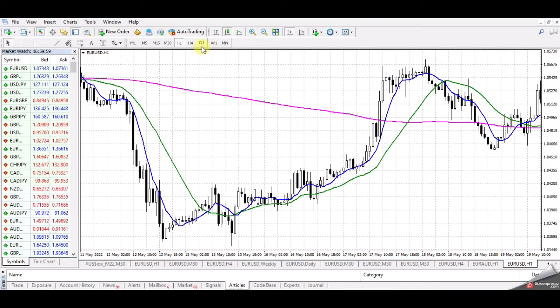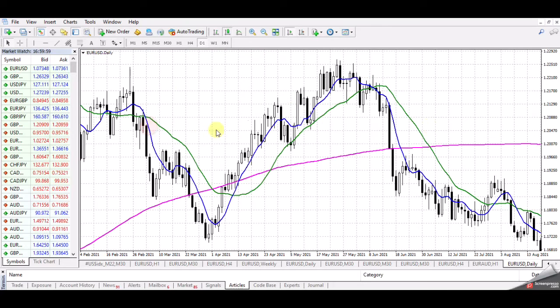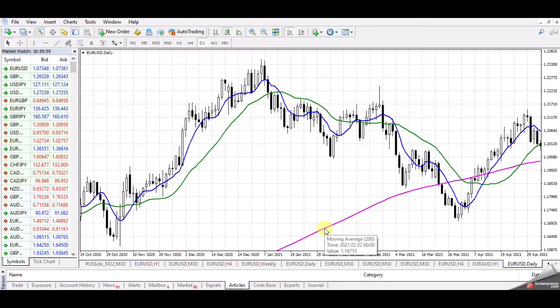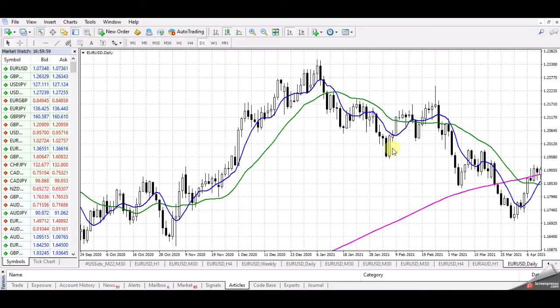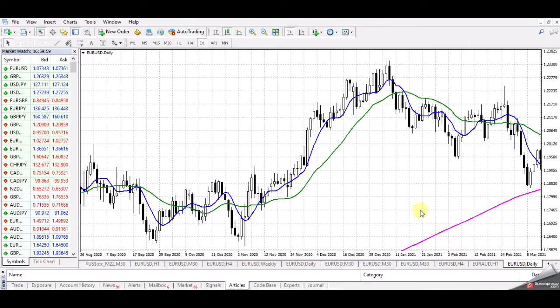Okay, take a look at the daily chart. Look, when the 200-period moving average is above the candle, it's a bear market. When, on the contrary, look, the 200 period is below the candle, you have a bull market. Look at this. The candles rise, the 200 moving average is below the market.